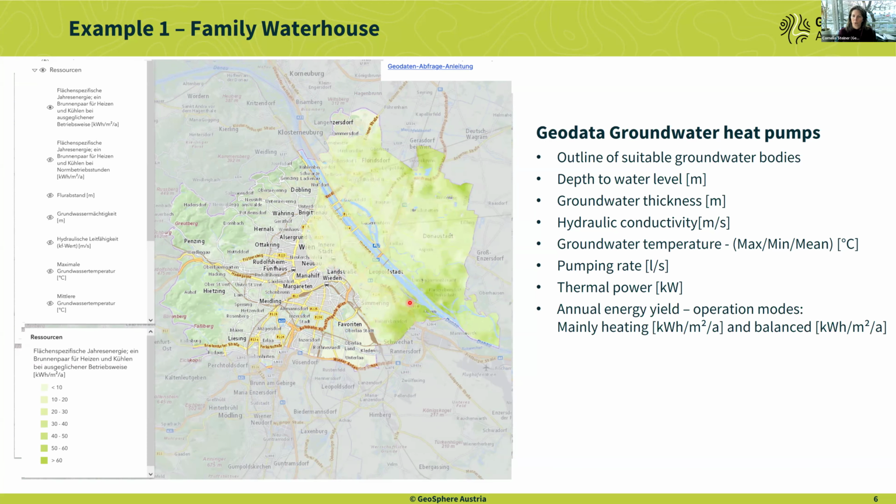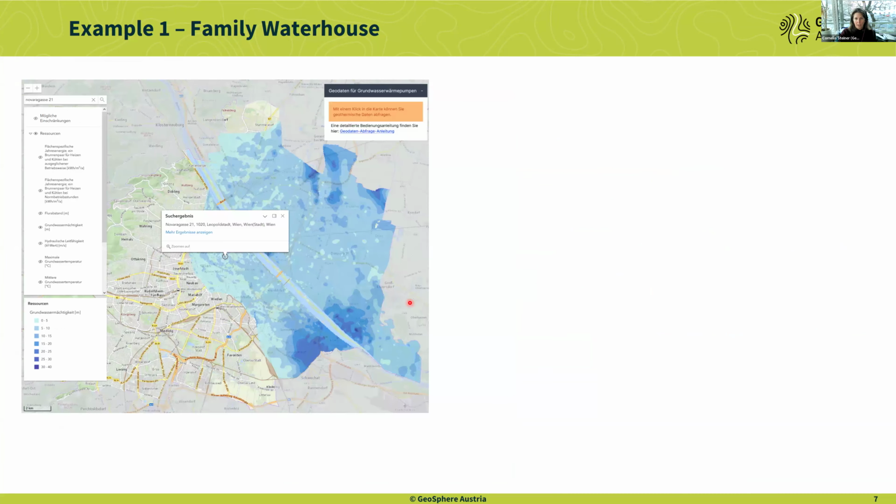And then we also took the energy that is stored within the aquifer and included heat transfer from above and below to calculate the annual energy yield for two operation modes. The first one is mainly heating according to the climate that we have here in Vienna. And the second one is a balanced mode, meaning that you use this for heating and cooling in the same amount. Yeah, so that was a lot of numbers, and maybe you already forgot with what I started with.